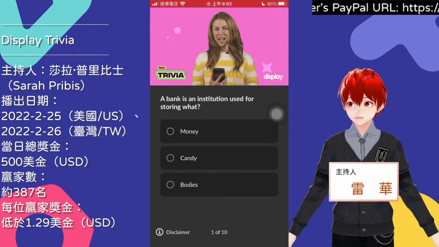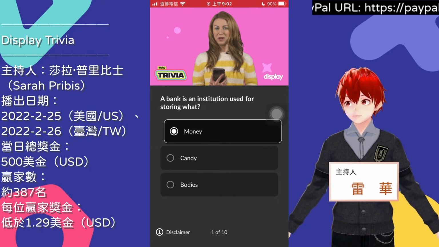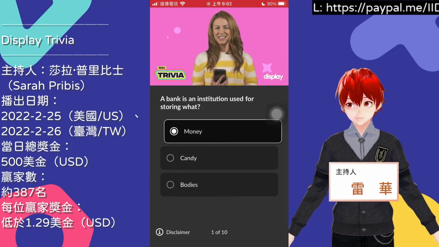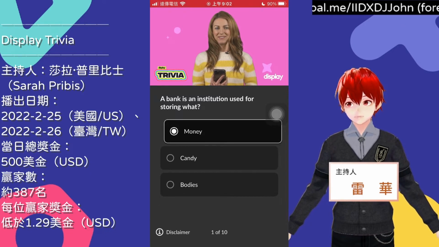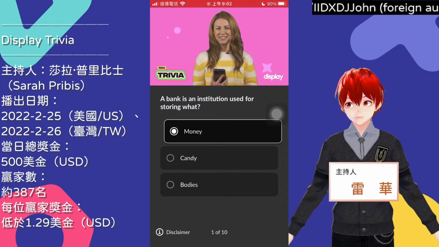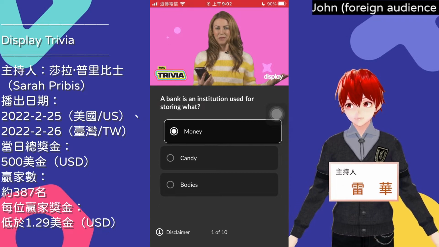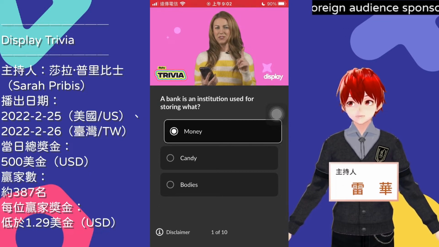Question 1. A bank is an institution used for storing what? Money, candy, bodies. No matter what you're needing to store, you should always make sure you have a safe place to do it.